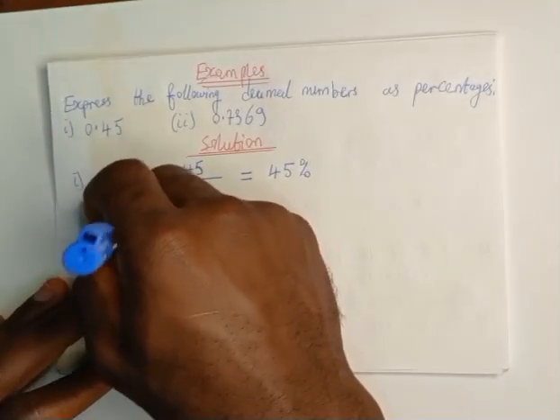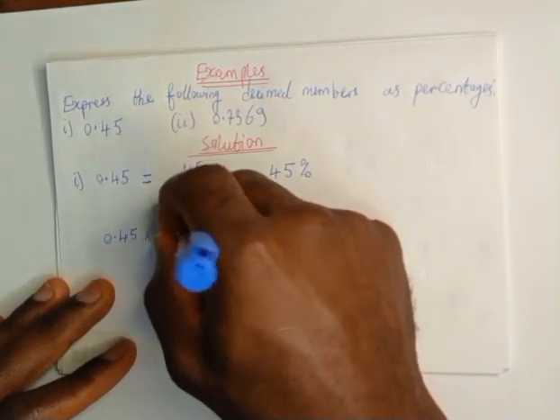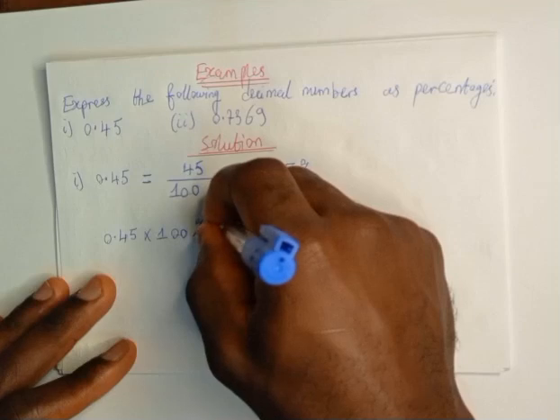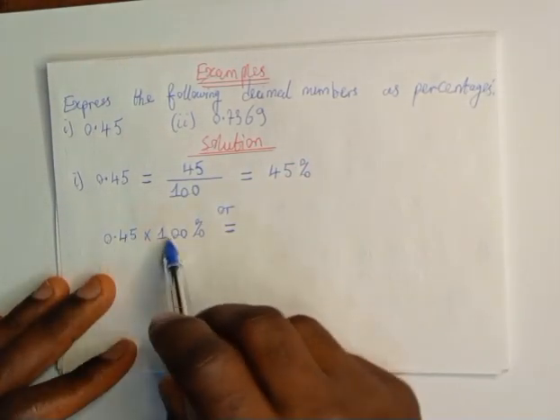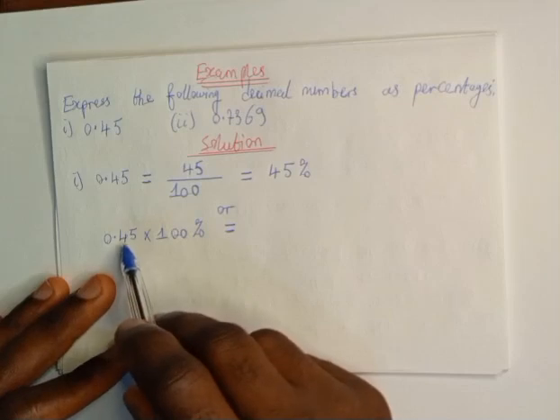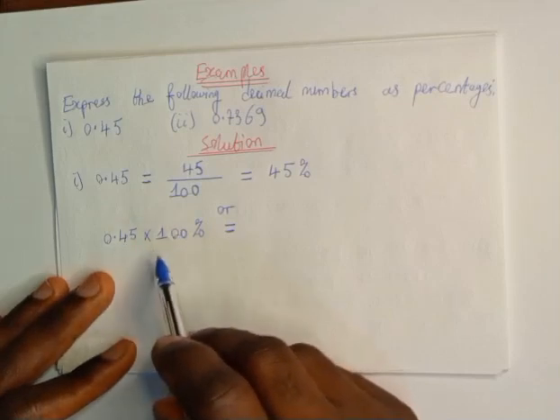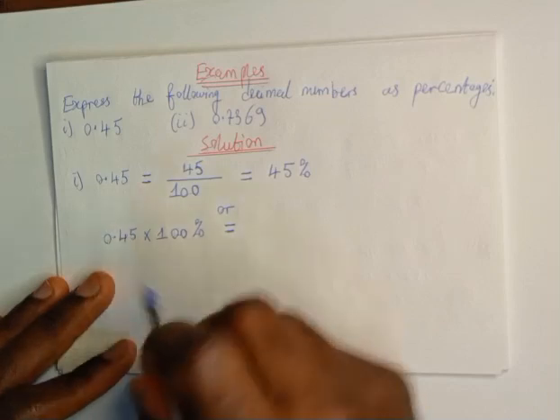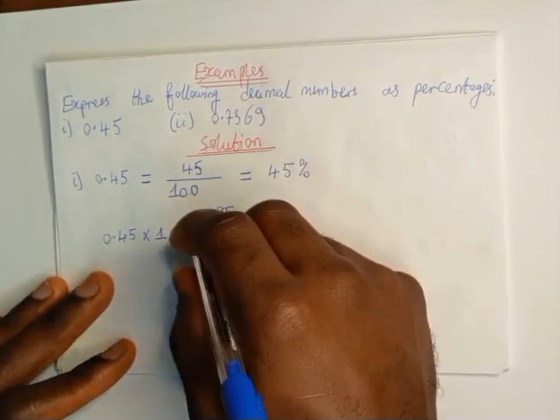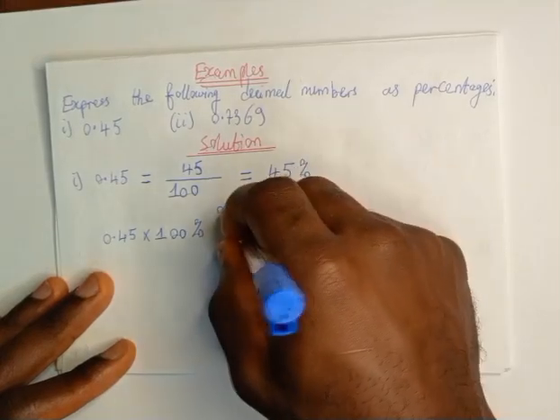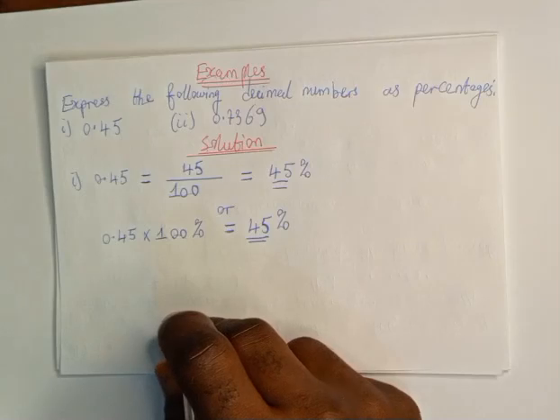Or you can simply make use of this approach. You simply take 0.45 times 100%. This will simply be equal to 0.45 times 100. We are going to take the decimal point 2 places to the right, since the power of 10 has 2 zeros, 1, 2. It gives us 45. Then we attach the percentage sign. That's how we do the conversion.